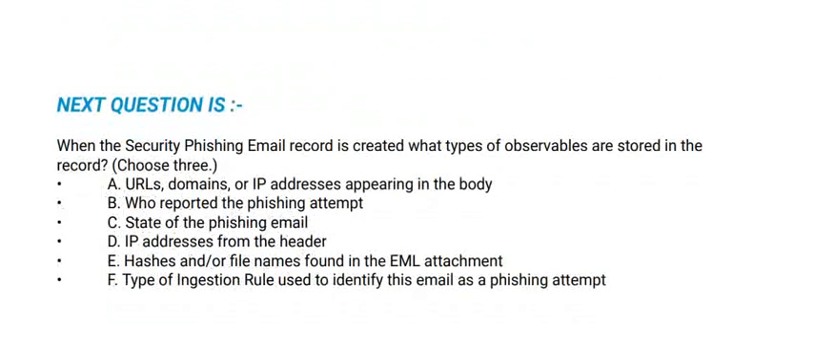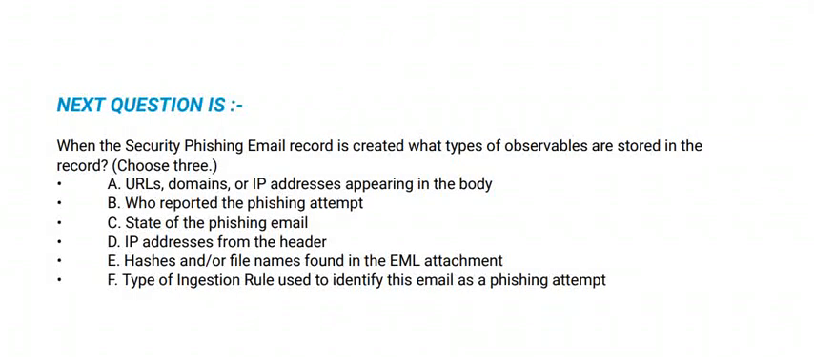Next question is, when the security phishing email record is created, what types of observables are stored in the record? Choose three options. And the options are option A. URLs, domains or IP addresses appearing in the body. Option B. Who reported the phishing attempt. Option C. State of the phishing email. Option D. IP addresses from the header. Option E. Hashes and or file names found in the EML attachment. And option F. Type of ingestion rule used to identify this email as a phishing attempt.